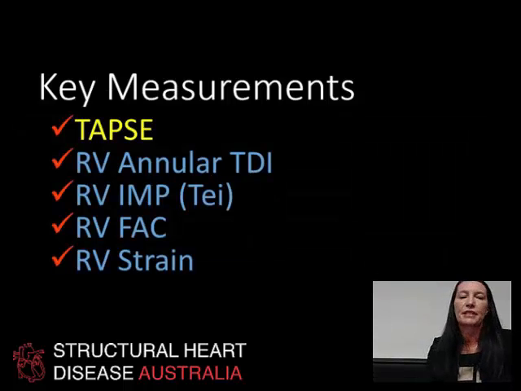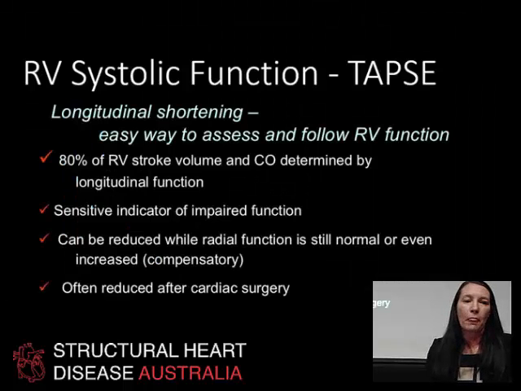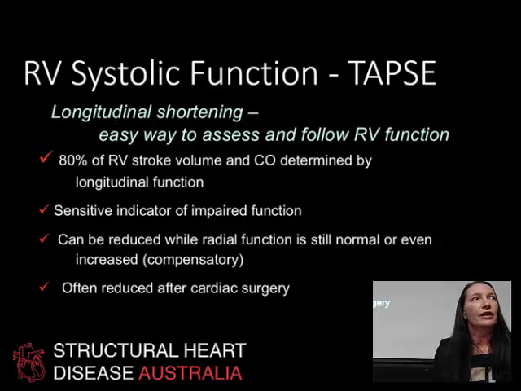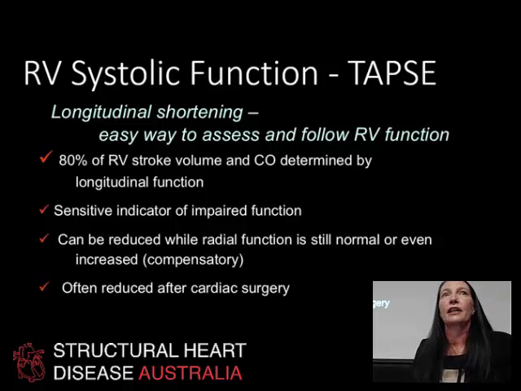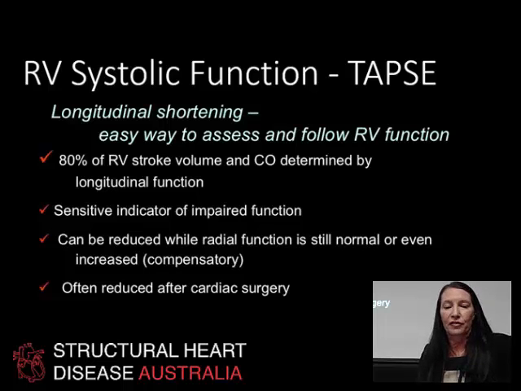So let's first of all deal with TAPSE. TAPSE stands for Tricuspid Annular Plane Systolic Excursion. It measures longitudinal shortening, which is an easy way to assess and follow RV function, especially given that 80% of the cardiac output on the right side is determined by longitudinal function. It's a sensitive indicator of impaired function and can be reduced while the radial function is still normal or even compensatorily increased. And it's very often reduced after cardiac surgery. We're going to hear a lot about intraoperative right ventricular assessment later this morning.